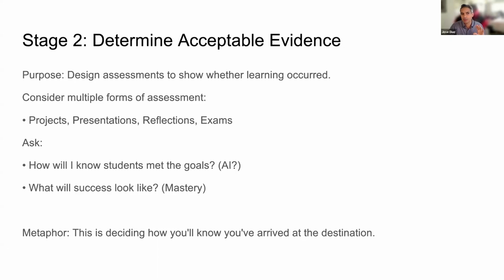Now stage 2 is determine the acceptable evidence to show mastery. What will the students do that will tell me they've mastered that skill or that learning objective? That could be done through projects, presentations, reflections, or exams. And what will that success look like when the students are demonstrating that they mastered that skill?